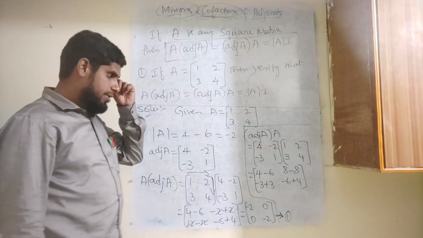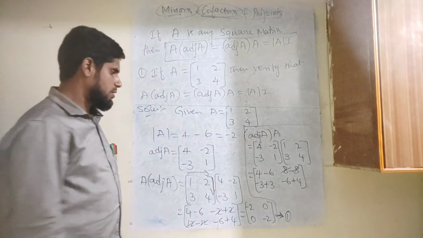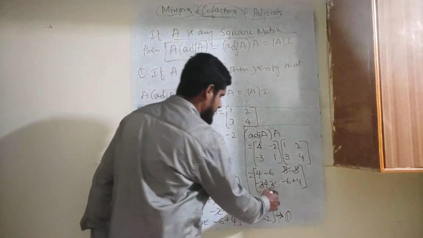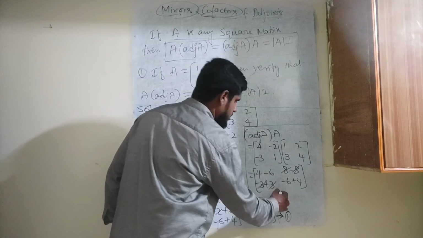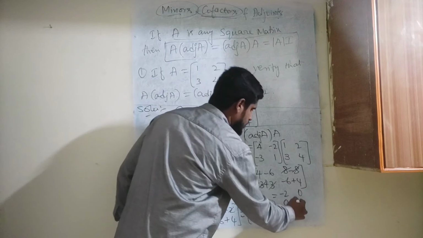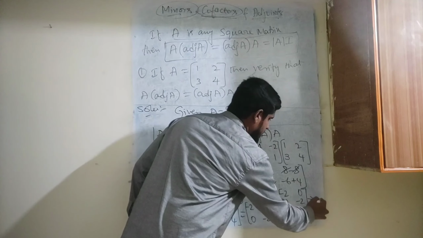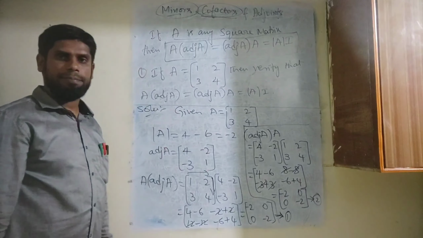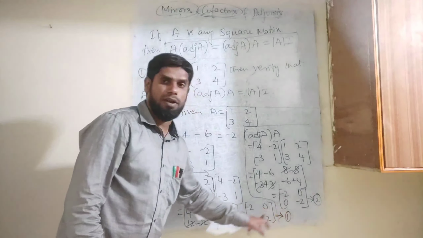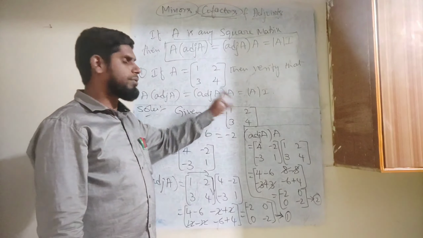So here, 8 and minus 8 get cancelled. Minus 3 and plus 3 get cancelled. What is left here? 4 minus 6 is minus 2, 0, 0. Minus 6 plus 2 plus 4 is minus 2. Student, this is my equation 2, my second part. So my first part and second part are both equal, meaning A into adjoint A is equal to adjoint A into A.